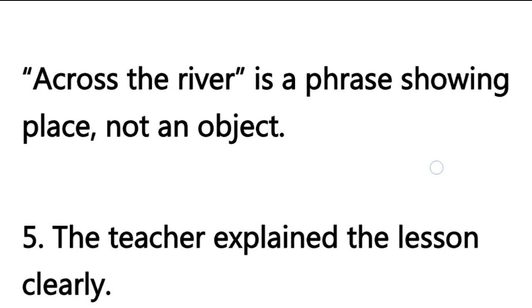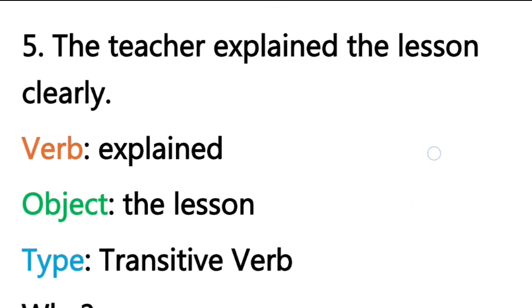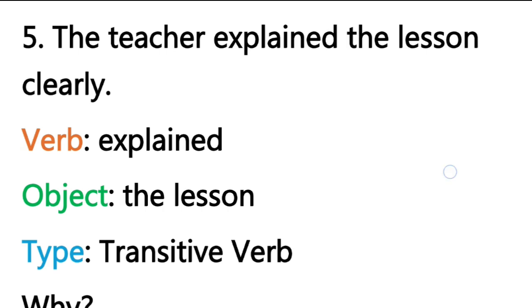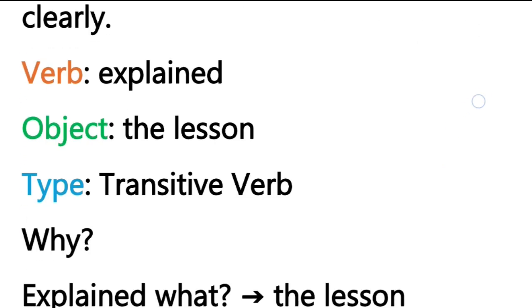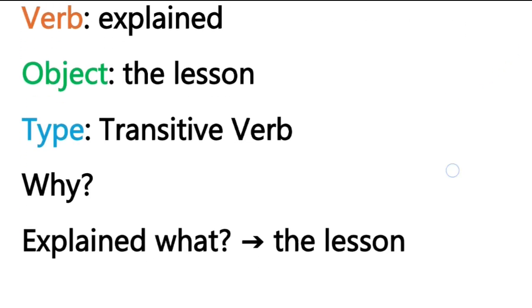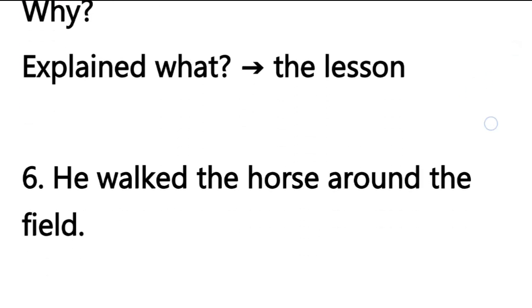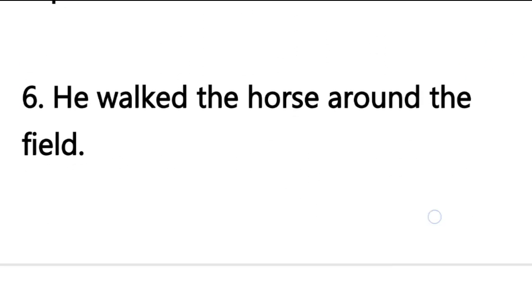Now let's talk about question number 5, which says the teacher explained the lesson clearly. The verb in this sentence is explained and the object is the lesson, which is coming right after the verb. This way its type will be transitive. Why so? If we ask the question explain what, we'll get the answer the lesson. Since we're getting the answer, the type will be transitive.